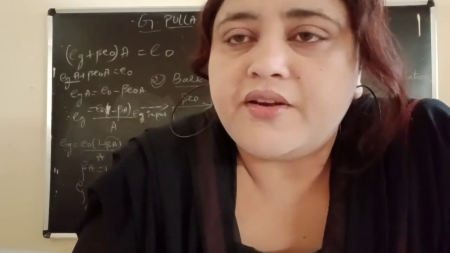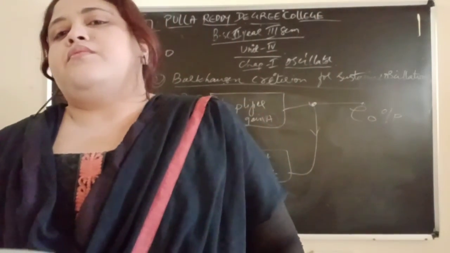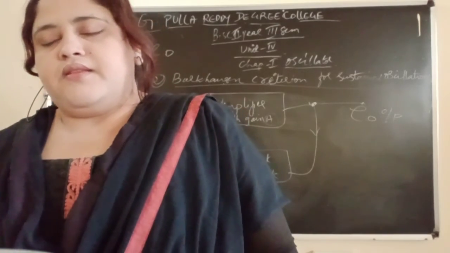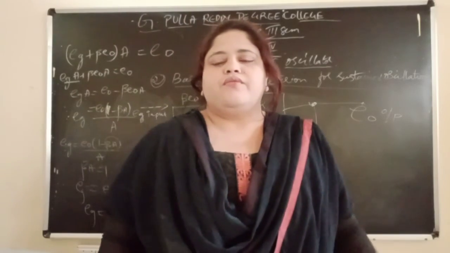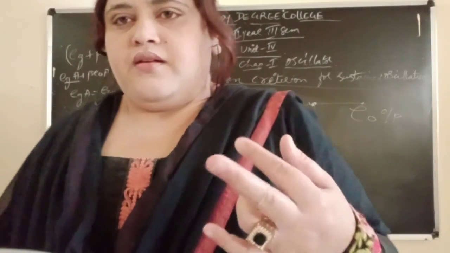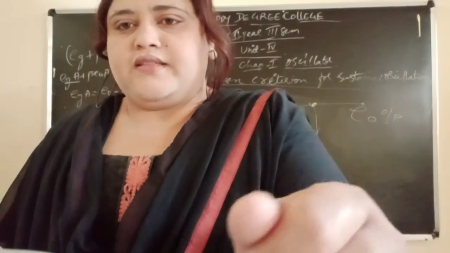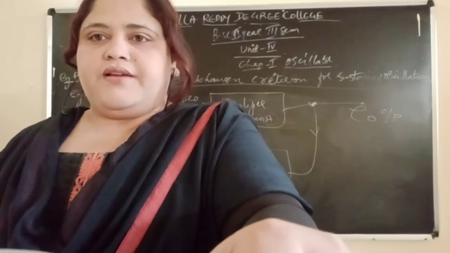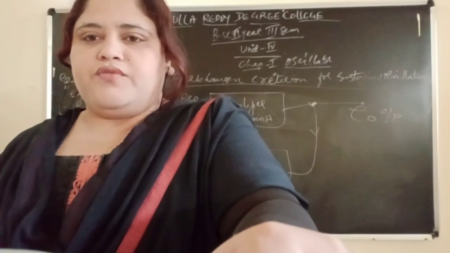By this we have completed the second topic of your unit 4, first chapter, oscillator. In my next class I will start the first oscillator, the phase shift oscillator. Out of the RC oscillators, I will start with the first one. There are 4 oscillators: phase shift, Wien bridge, Hartley, and Colpitts. Out of those, first I will start the phase shift oscillator.